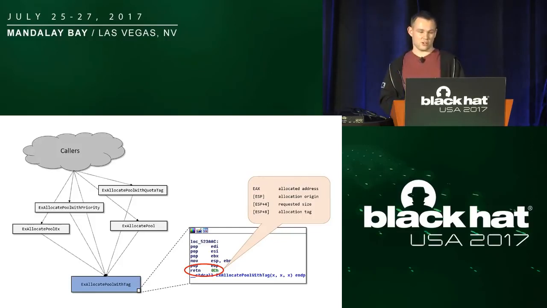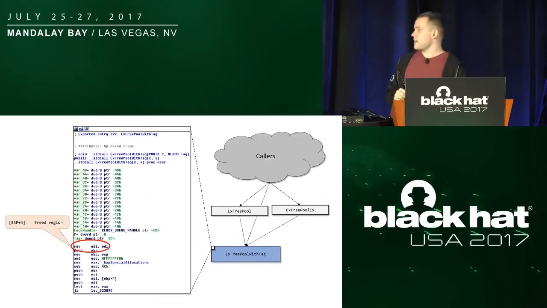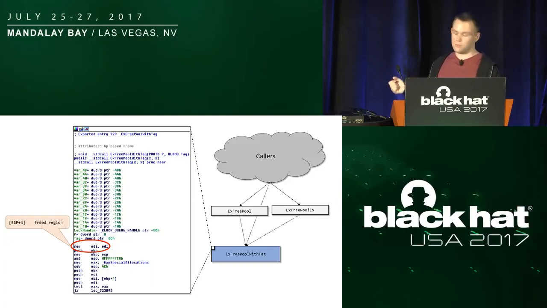This is how it looks on a graph. We have different callers of all of the allocation functions. Eventually, they all call into ExAllocatePoolWithTag. Then we break on this single ret instruction and read all of the relevant information from EAX and from memory under ESP. So we read where the allocation is being made from the return address, the requested size, and the allocation tag for some debugging information. And then we also break on the ExFreePoolWithTag function, this time in the prologue of the function, and we just read the address of the region that is being freed in order to clear the taint.